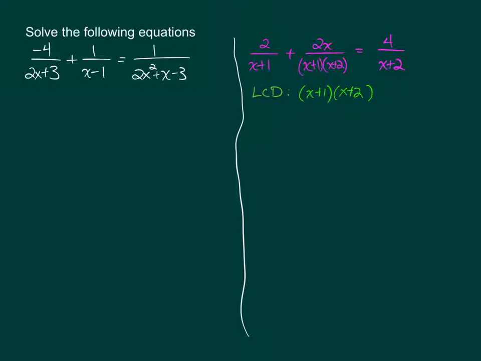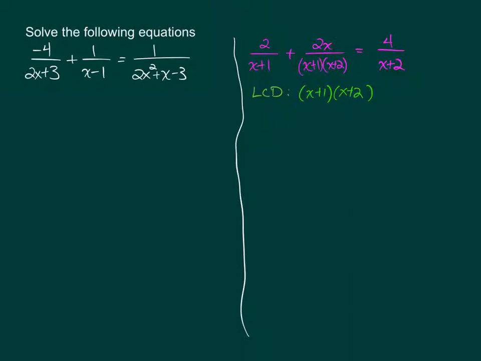And finally, you can see that I have an LCD that's x plus 1 times x plus 2. This entire thing will cancel with this entire denominator. So this is the LCD, x plus 1 times x plus 2. That'll get rid of this x plus 2, this x plus 1, and this x plus 1 times x plus 2. So what do you do here?